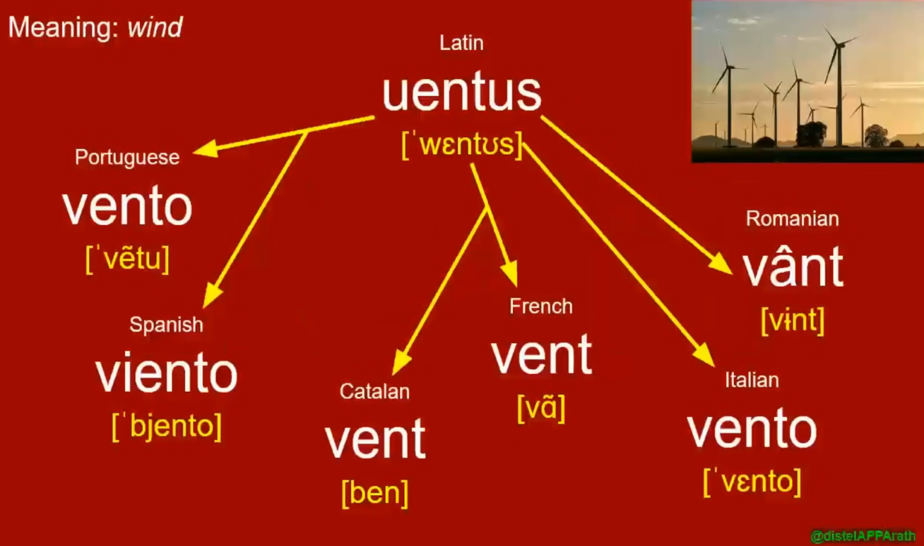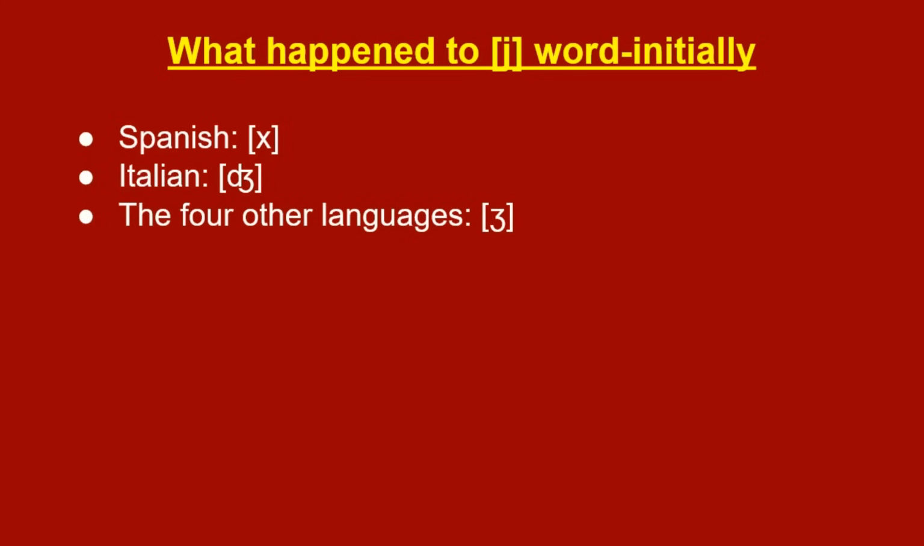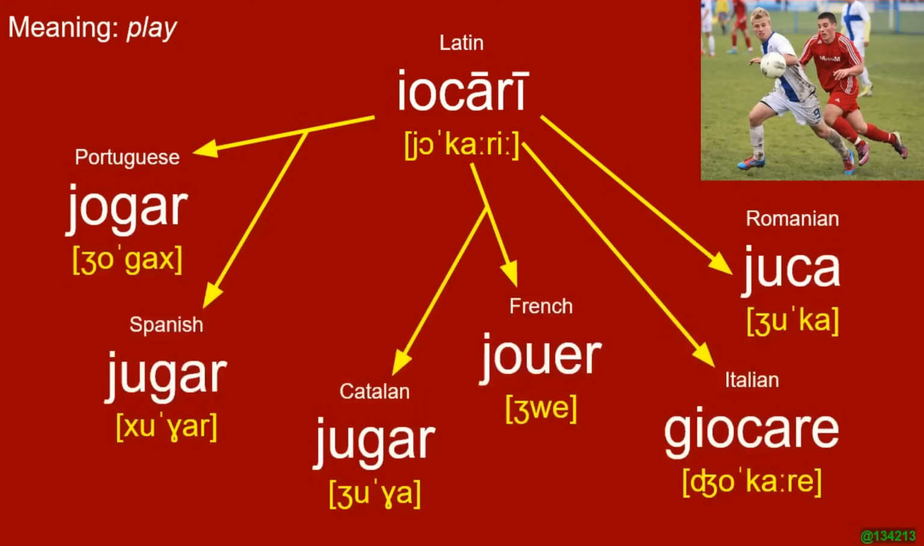So for example, there's Latin ventus, which became Romanian vent, Italian vento, French vent, and Portuguese vento, but Spanish viento and Catalan bent. As for ye, at least word initially, it became ch in Spanish, j in Italian, and j in the other four languages. For example, there was Latin giocare, which became Spanish jugar, and Italian giocare, but then Portuguese jogar, Catalan jogar, French jouer, and Romanian jucar.